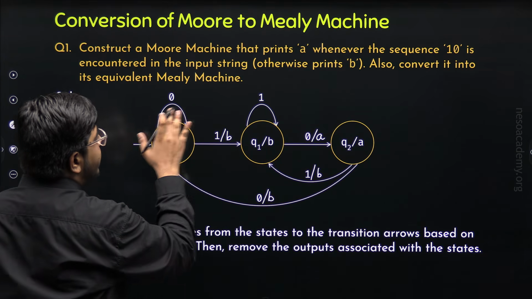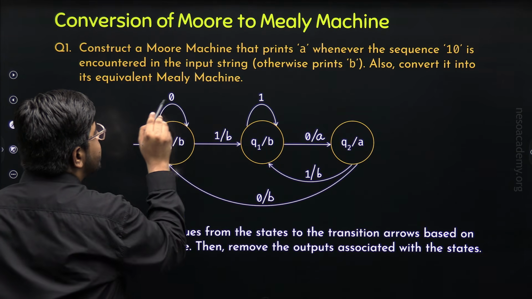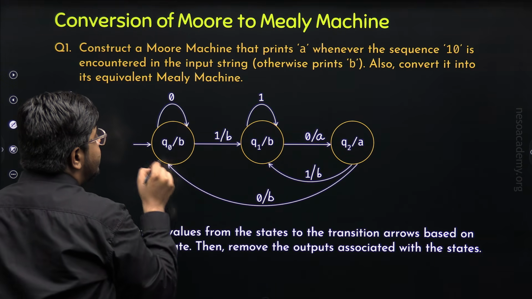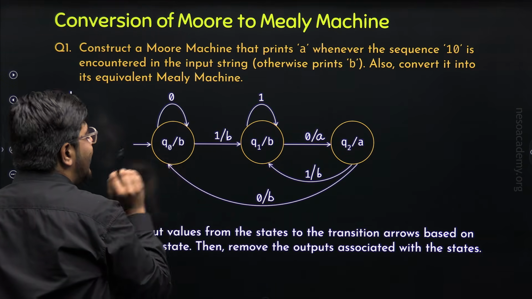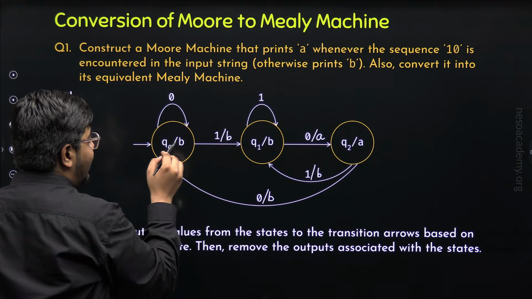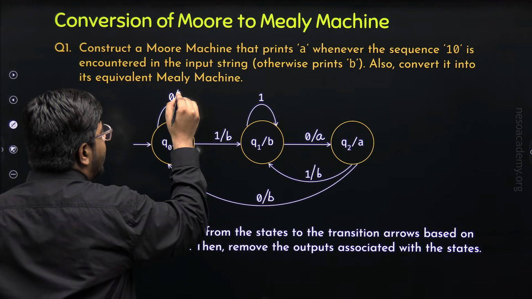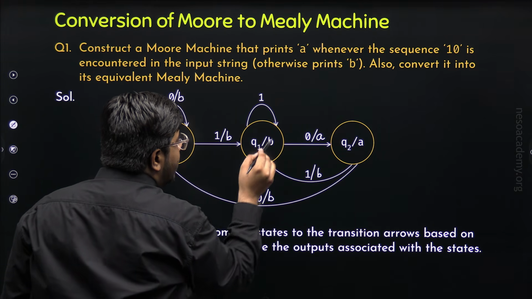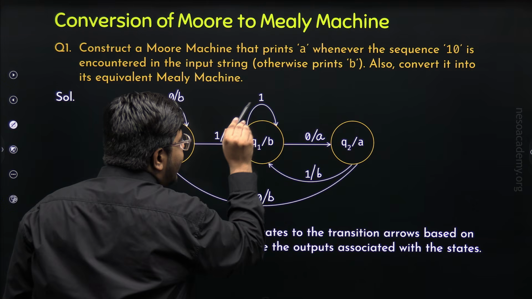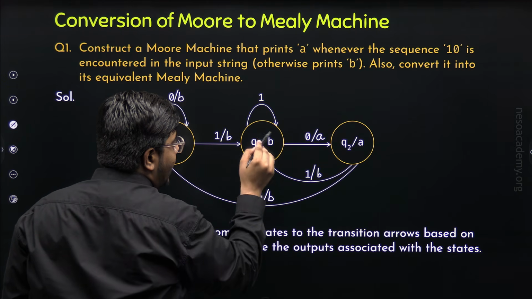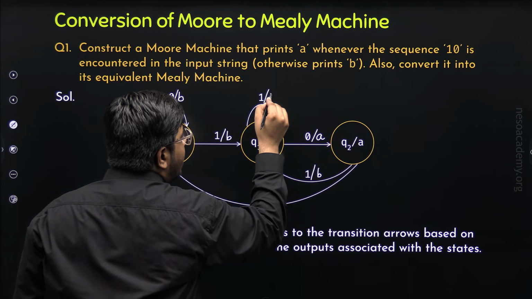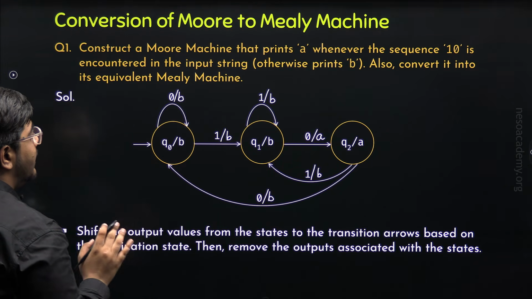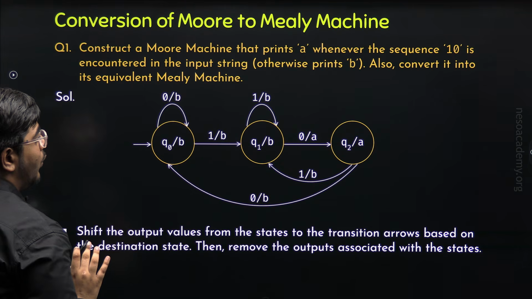Now let's talk about these two transitions. For this transition, which is a self-looped transition, this state is the source state as well as the destination state. That is why the output symbol will be B. For this transition also, this is the source state as well as the destination state. That is why the output symbol will be B. So this is the required machine that we have obtained till now.